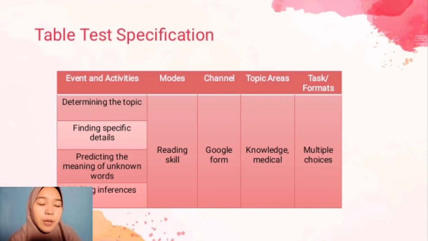Okay, next topic areas. Here there are knowledge and medical, because in this passage there are so many information about medical, and there is so much knowledge that we can get in this passage. This text tells about Dr. Pau's life and Dr. Pau's medical life, so that for this text, the topic areas are knowledge and medical.